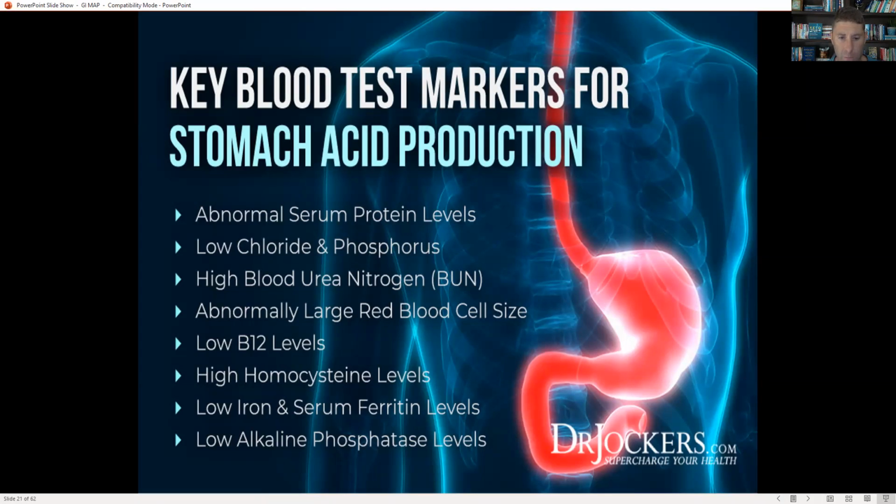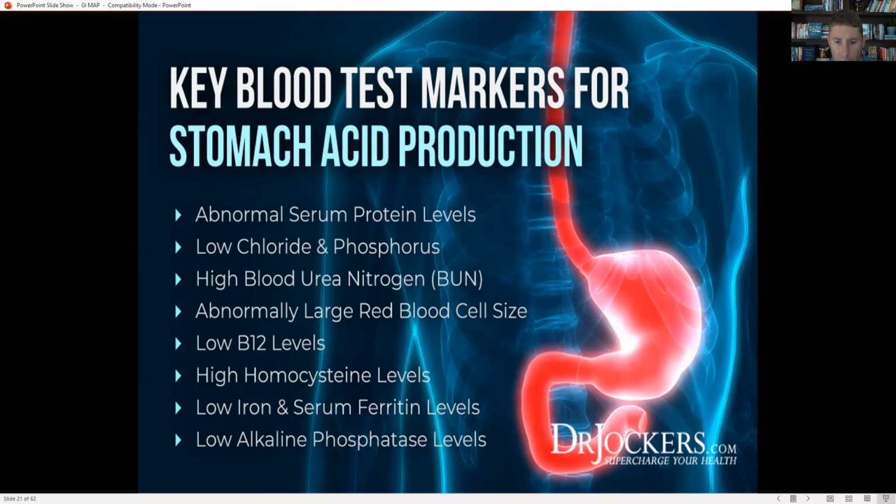High homocysteine, which should be under 9. We need B12 in order to metabolize homocysteine back into glutathione or SAMe. And if it's high, that could be a sign of low stomach acid, low iron, low serum ferritin. So low serum iron and ferritin. And I do another test on blood work, so you can revert back to that, or another video on blood work, where we go through all this stuff.